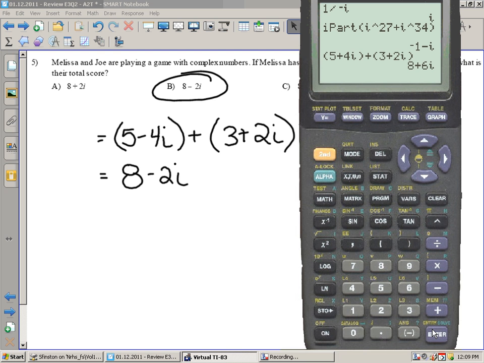Oh, I messed up. I'm sorry. Here's where I messed up. This should have been a minus symbol. 8 minus 2i.